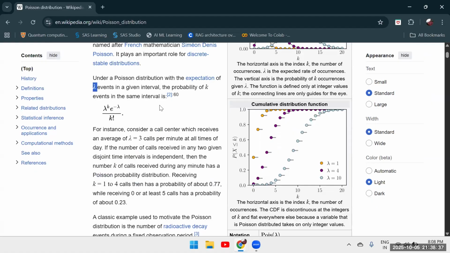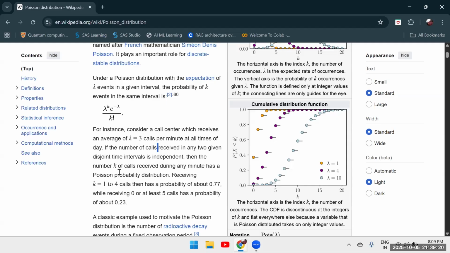So the events we will be getting are represented by this symbol. What they are saying is, for example, consider a call center which receives an average of 3 calls per minute. So this value will be 3 at a given time of a day. The number of calls received in two given disjoint time intervals are independent, which means new calls are coming, not the same call coming multiple times. So it has to be independent of each other.